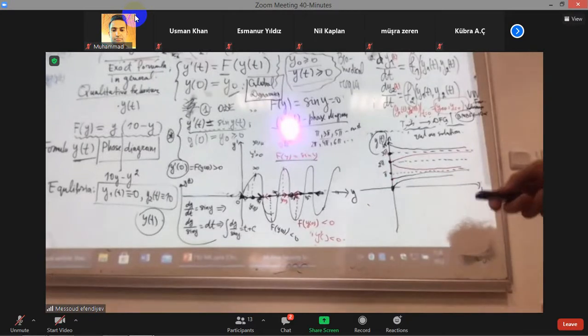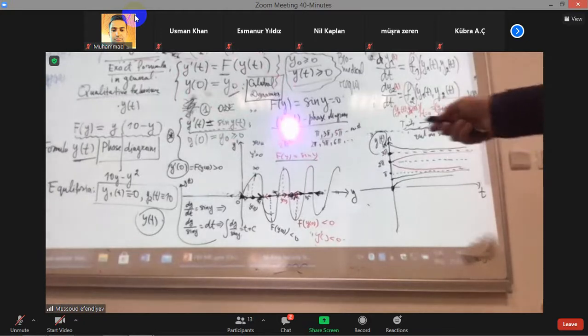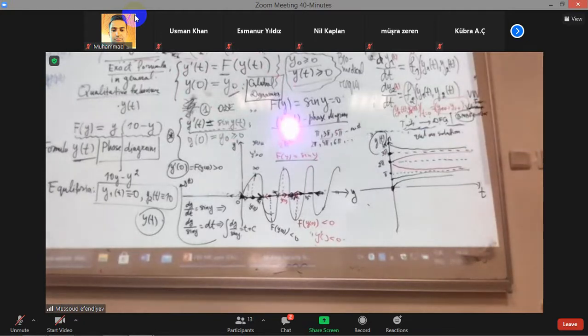Now, the last time I gave you very important information: this is actually the general behavior of a 1D dynamical system, or 1D equation. You see, even the given function itself, the sine of y, is oscillating. But even though the given function is oscillating, the solution of the 1D equation never oscillates. The solution either converges to infinity or converges to an equilibrium.